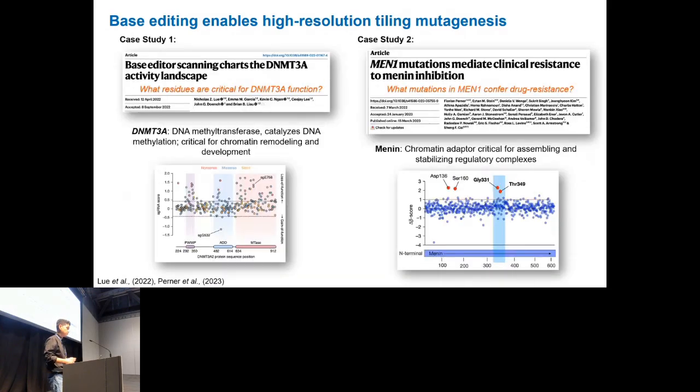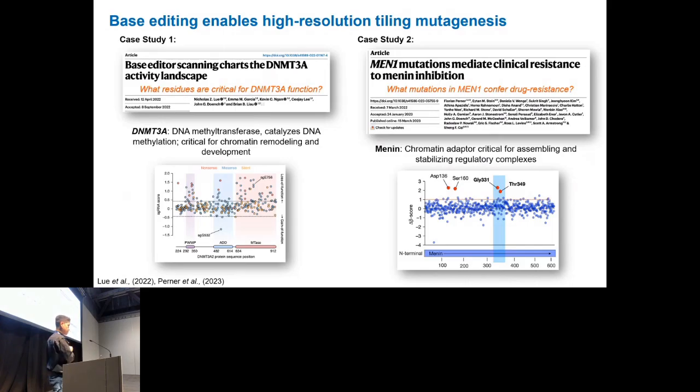So 2 case studies here. The first one is about DNMT3A, which is a DNA methyltransferase, important for chromatin remodeling and development. Our collaborator, Brian Liu's group at Harvard, conducted base editor tiling screening on DNMT3A to characterize what mutations or what residues are important for DNMT3A function. The other case study is on MEN1, or menin protein, which is a chromatin adaptor protein important for assembling and stabilizing chromatin regulatory complexes.